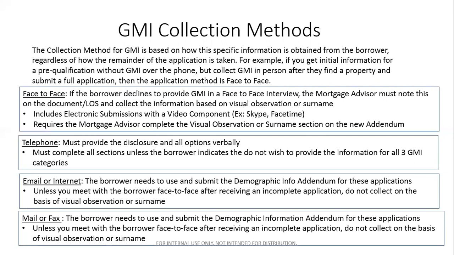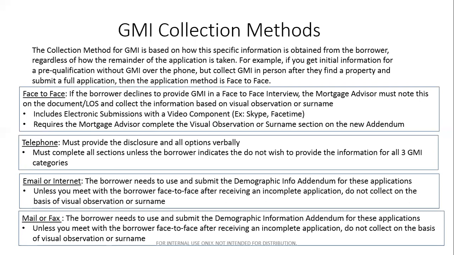Now, what this means is we can either write that they decline the information on the document, or if we are doing it electronically in a face-to-face situation, we can actually enter this in the conversation log in, say, Integra. And this includes electronic submissions with some sort of video component, meaning we're taking the application via Skype, FaceTime, some sort of video component that we can still see them face-to-face.